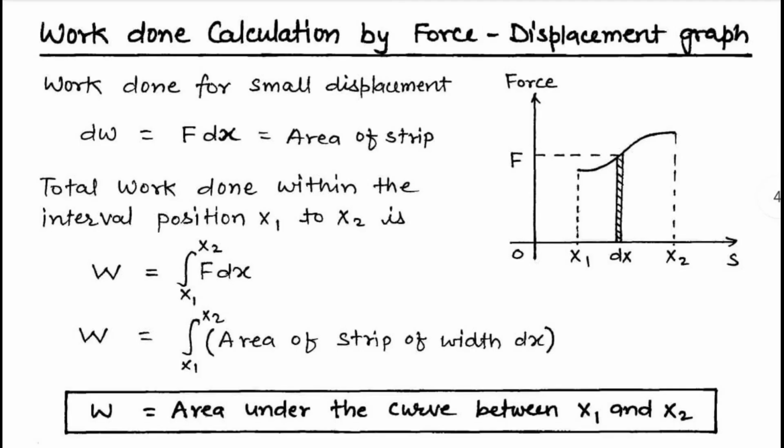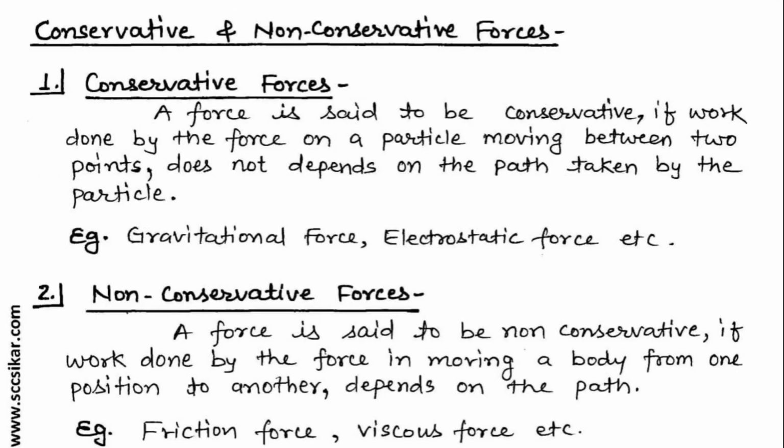So the work done for the small displacement, dW, is equal to F into dx, and F into dx also represents the area of the strip which has the length dx. To calculate the total work done within the interval x1 to x2, we take the integral from x1 to x2 as the limits, and F dx is the area. So we can find the area under the curve, and the area under the curve between x1 and x2 gives us the work done.